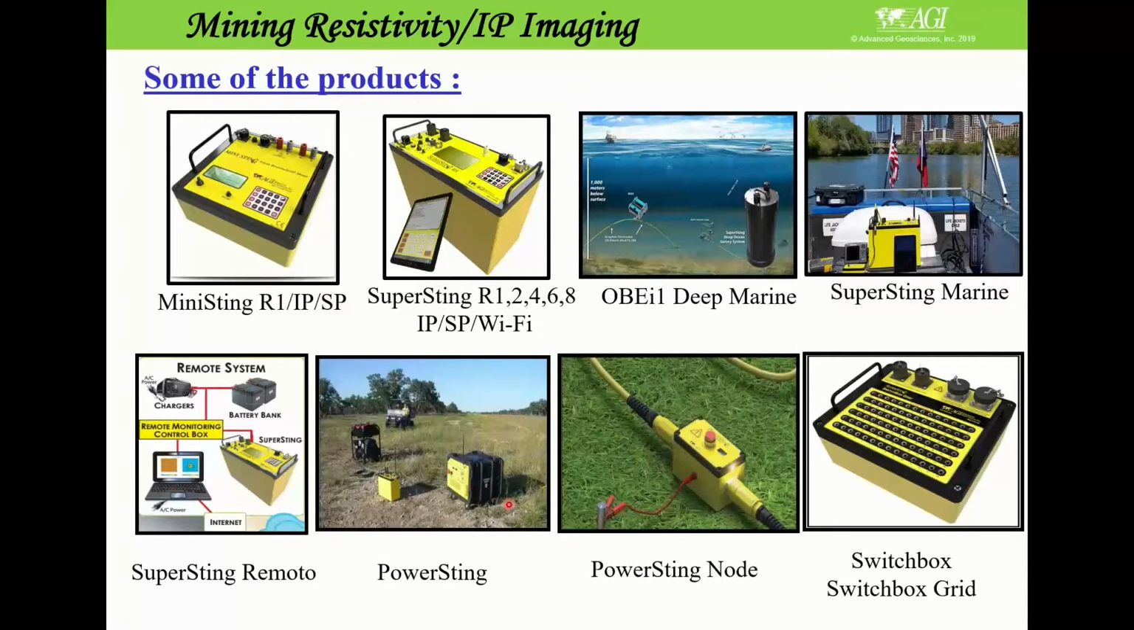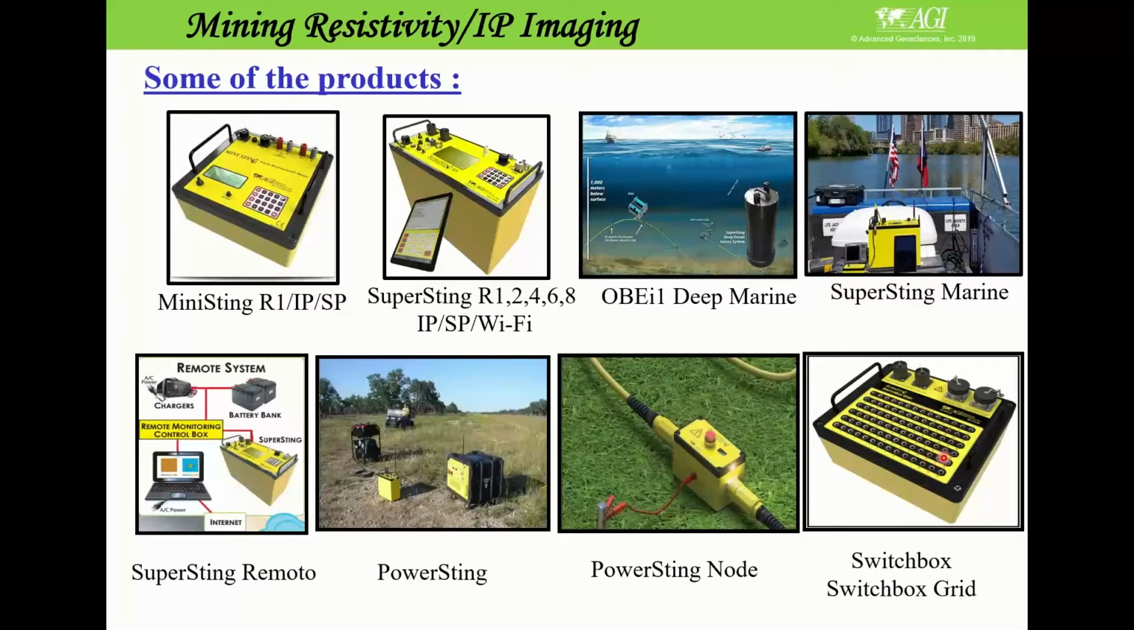So I didn't mention that this power sting, when you use manual mode, super sting, but also you can use external transmitters with the automated mode. In that case, you need to use this power node, super sting, power sting nodes in this automated current injection. The boxes are actually here. So this is another switch box grid.